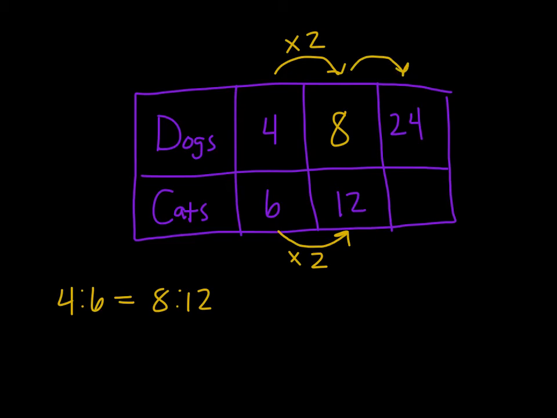So 8 times what equals 24? 8 times 3. So whatever I do on the top, I must do on the bottom. 8 times 3 is 24. 12 times 3 is going to give me my last number of 36. So now I have another equivalent ratio of 24 to 36.